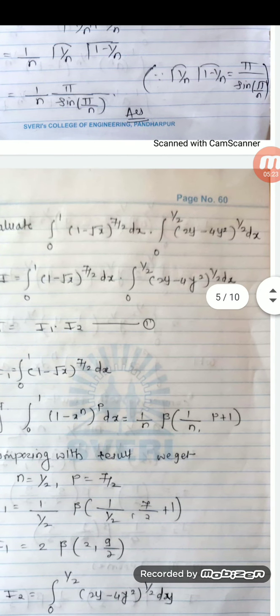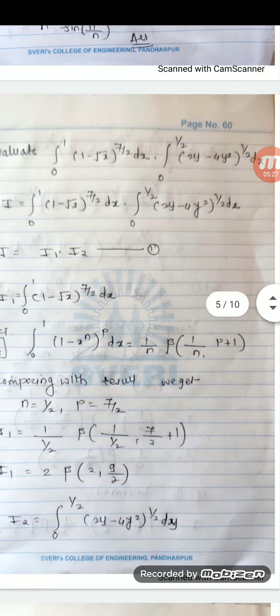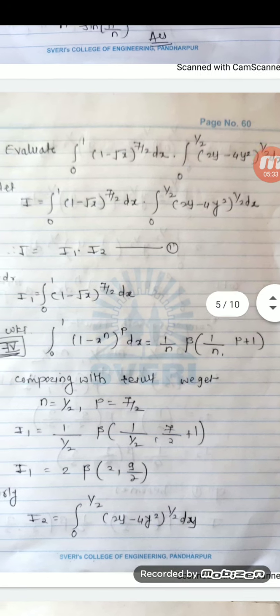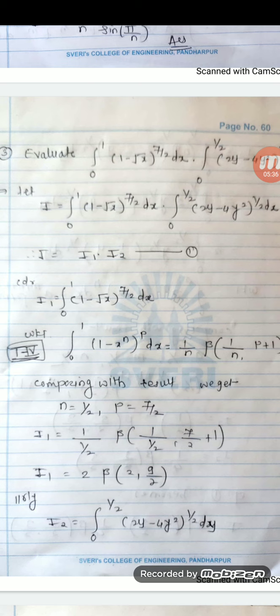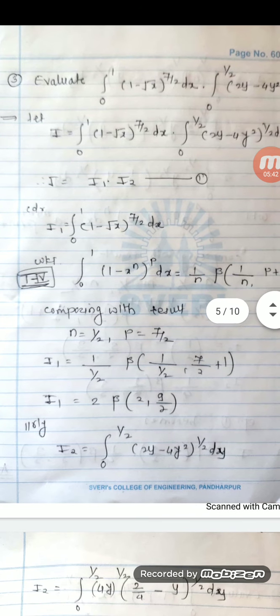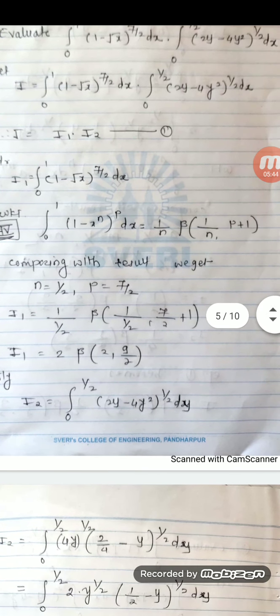0 to 1 root of 1 minus x raised to 7 by 2 dx, and the second integral. We have solved such types of examples in the test second. It is just a multiplication of two integrals. Just write I is equal to I1 into I2. Consider I1, it is of type 4. Compare P and Q and put the values. This is the value of I1.